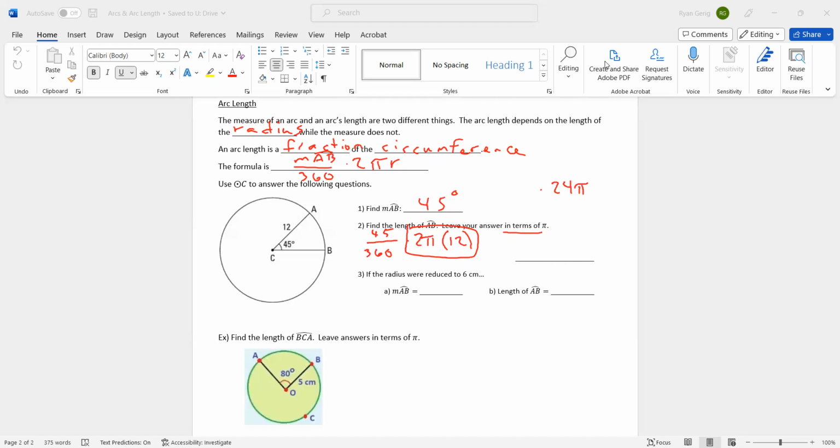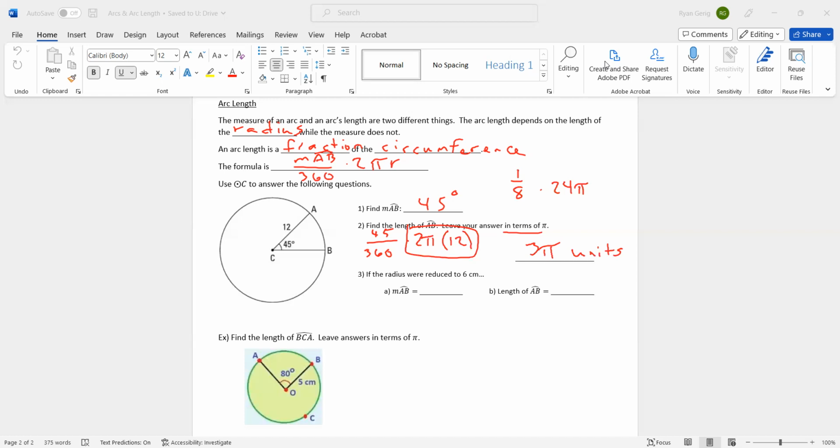Right? But I'm not going all the way around. I'm going 45 degrees out of the total 360. Reduce that fraction. Your calculator can do that. If you can't, you should know how to reduce a fraction. That actually reduces to 1/8. So I'm going 1/8 of the way. The whole way is 24 pi. If I multiply those together, I get 3 pi. 24 pi divided by 8 is 3 pi. That is how I want to write my answer. 3 pi units. That is how you do that in terms of pi.